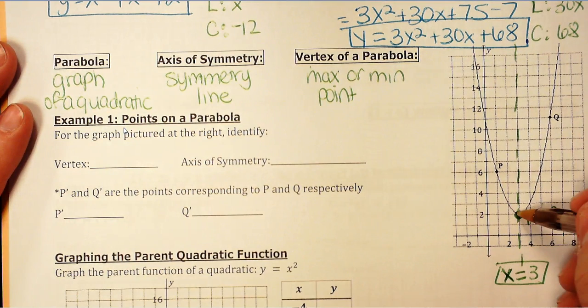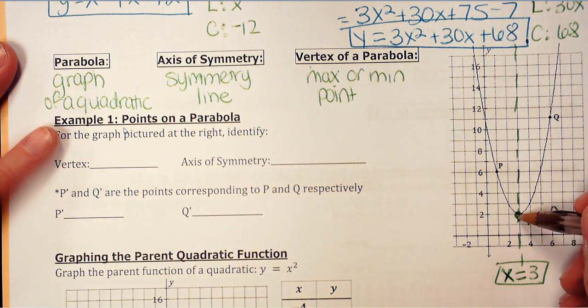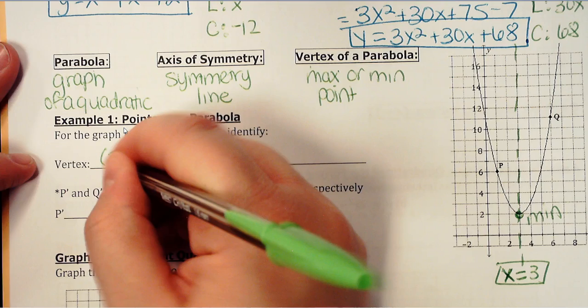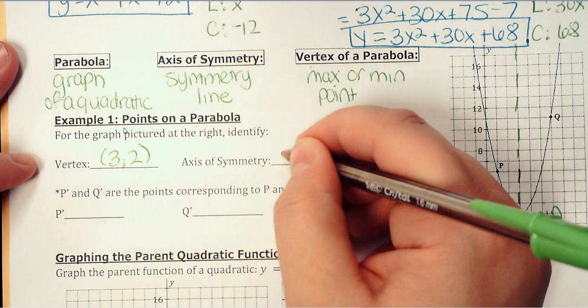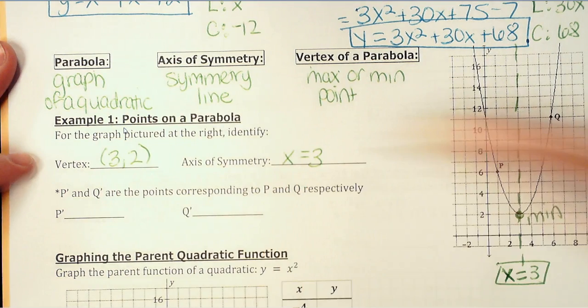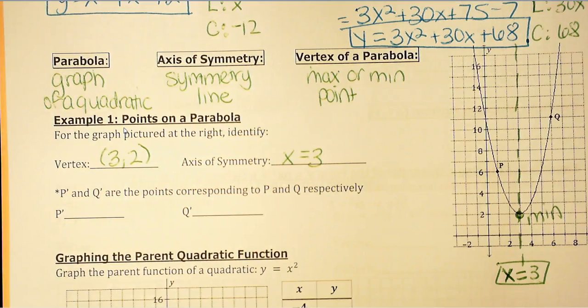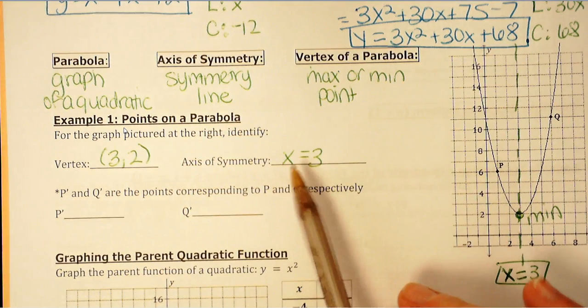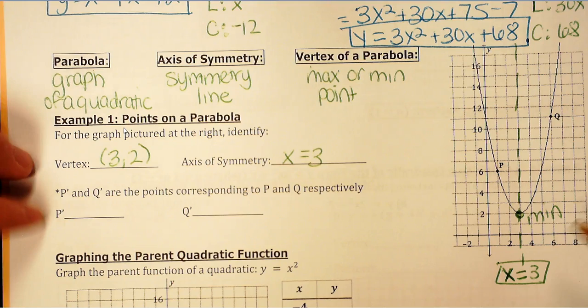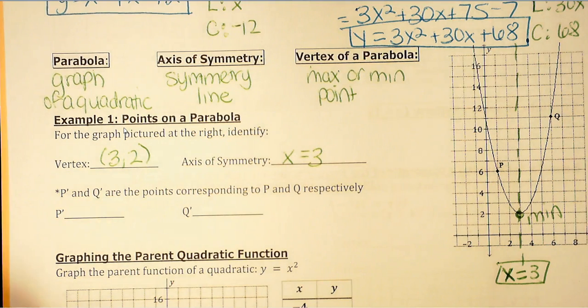So here you're just identifying the coordinates. This is 3, 2. So I'm just going to write these. This is 3, 2. Axis of symmetry, x equals 3. Axis of symmetry has to be the equation of a line, so I need to see x equals some number. And then corresponding points, really quickly.